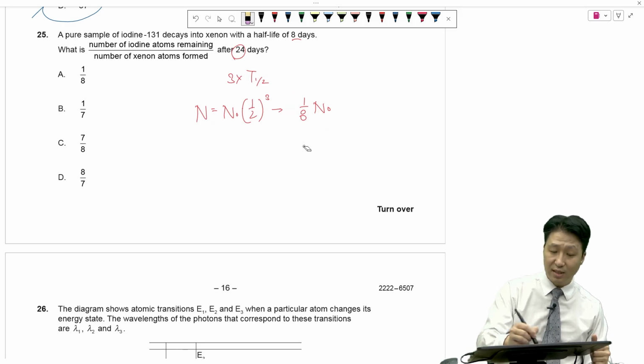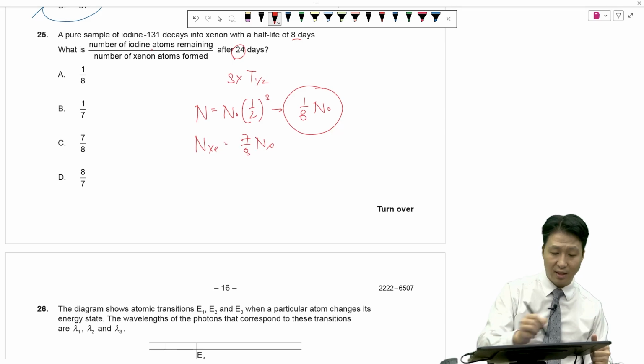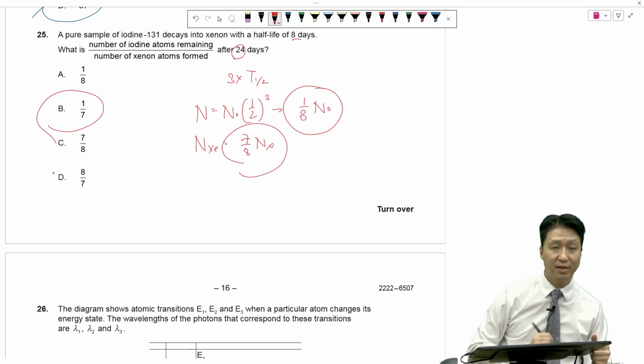And what that also means is for the number of xenon, it is going to be 7/8 of the initial. And if you get that ratio, number of iodine atoms divided by the number of xenon atoms, you get 1/7.